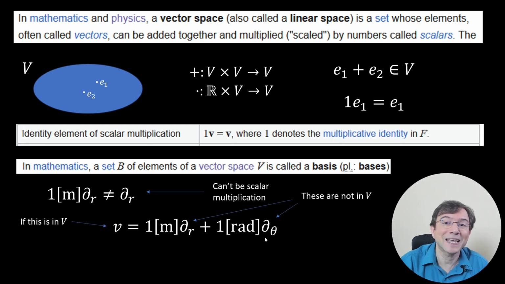So the mathematical definition like this does not work. It doesn't follow the mathematical rule. The definition does not work. And that's what I meant by saying that the symbols partial r, partial theta are not elements of the basis, because they can't be elements of the same vector space.